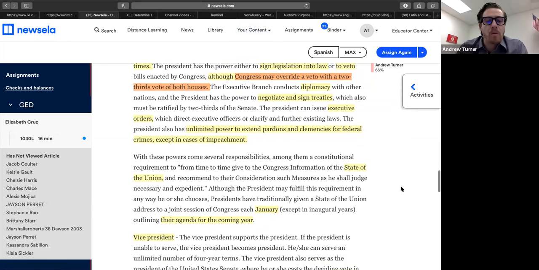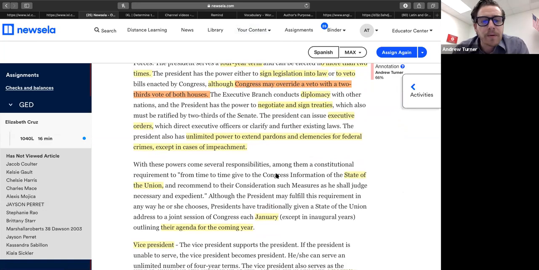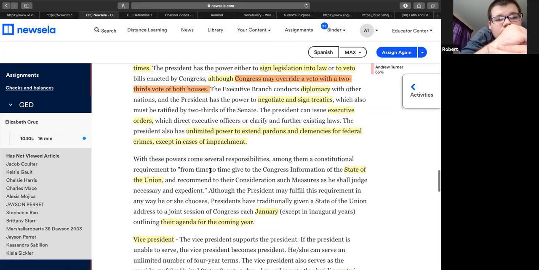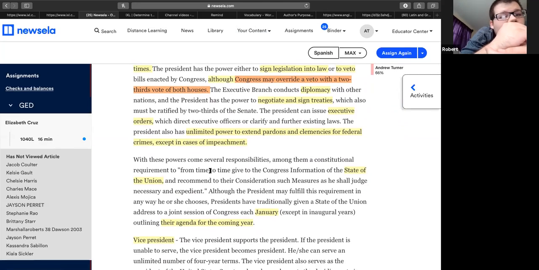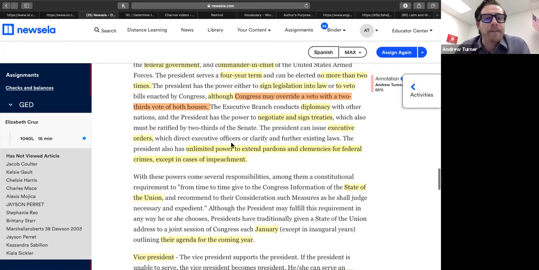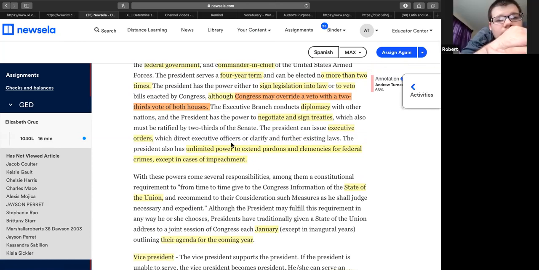All right, so where are we at? Sign legislation into law, right at the top. Into law or veto. Enacted by Congress. Although Congress may override a veto. I'm so happy not to have my help. I'm going to pick that up.